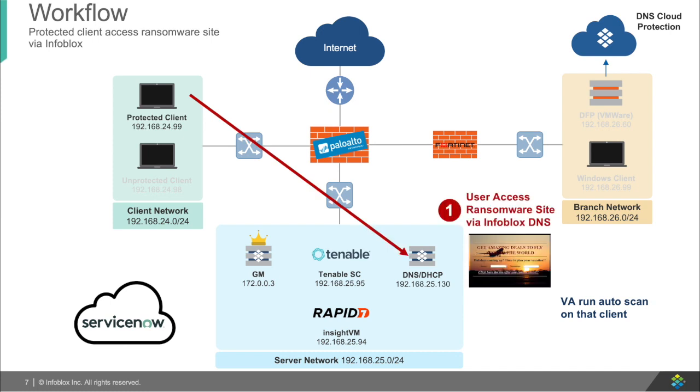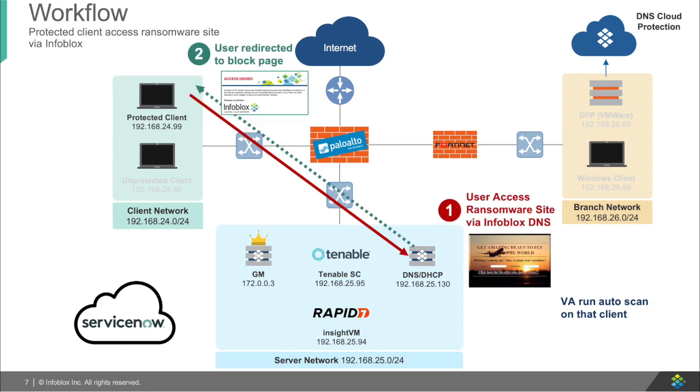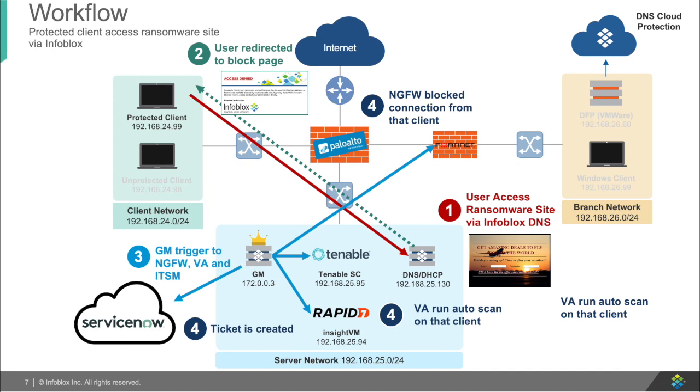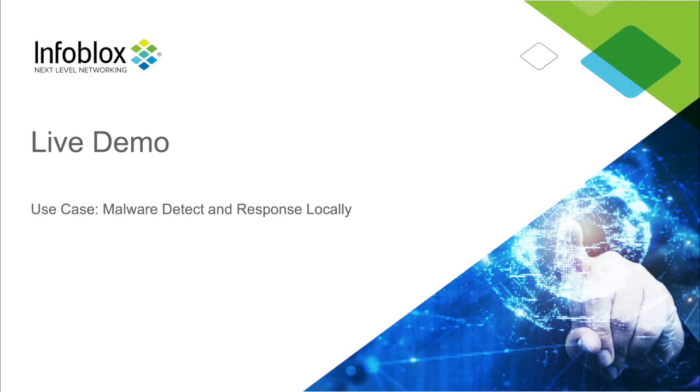However, with Infoblox as the DNS, you can redirect users when they try to access the malicious content to a safe site, which will trigger Infoblox's ecosystem to inform your firewalls to block the user and vulnerability scanners to start scanning the user for vulnerabilities, and at the same time provide your security and IT team with tickets about what just occurred. Now let's see that in action.